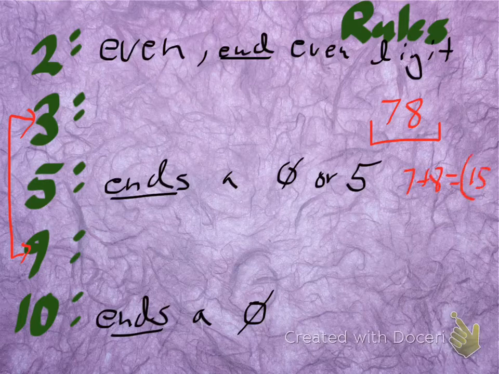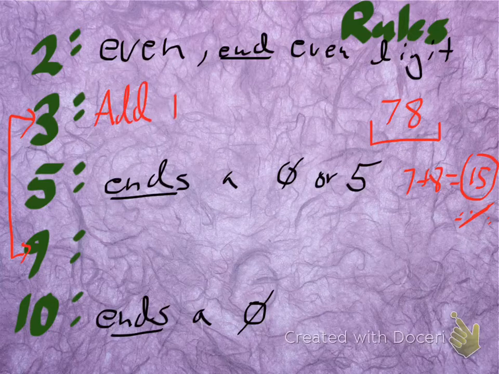Now, just test this number. That's a lot easier than 78. And if that number right here, the 15, is divisible by either 3 or by 9, then so is the original number. So 78 would be divisible by 3, but not by 9, because 3 goes into 15, but 9 does not.